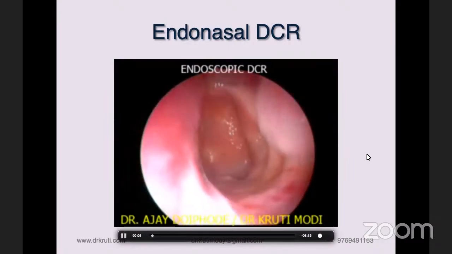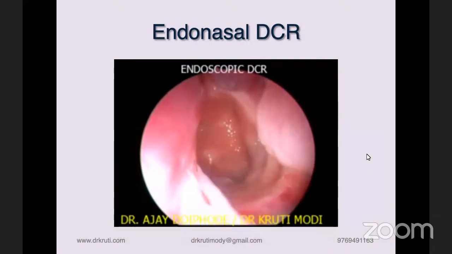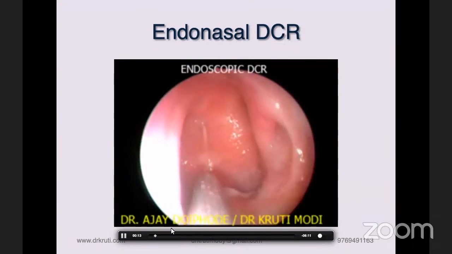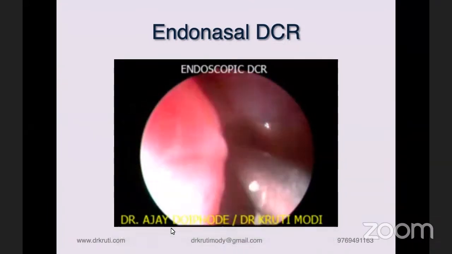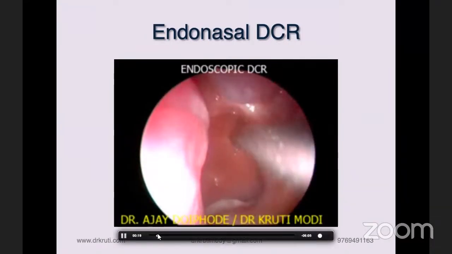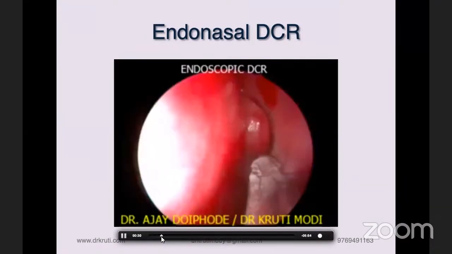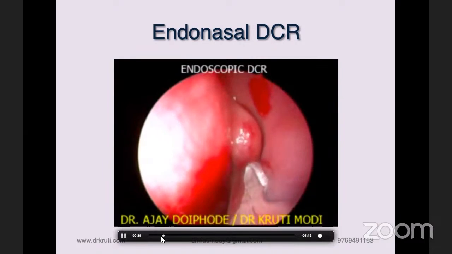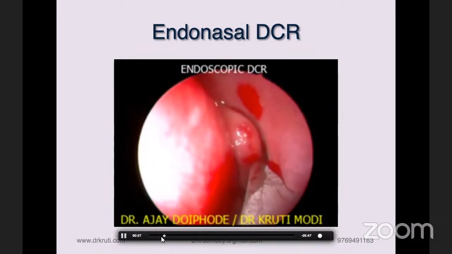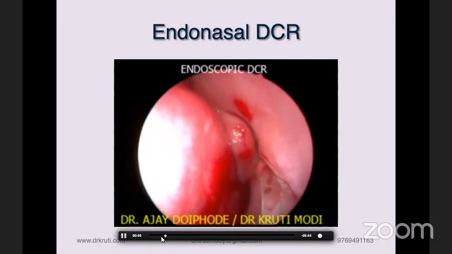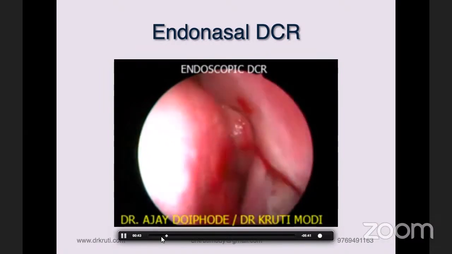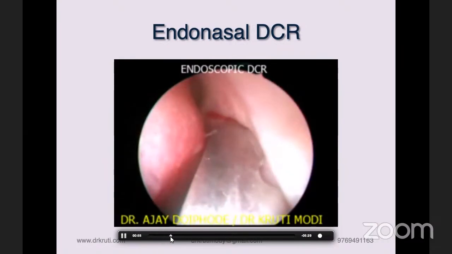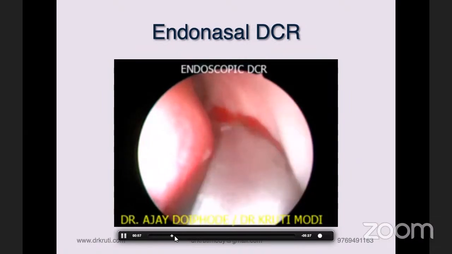This is a video of an endonasal DCR. I do not have a video of an external, I'm sorry. We'll just quickly go through a few important steps just to know what it is like. So, this is the incision that we are taking over the sac area. That is the nasal mucosal incision. I'll go a little ahead. We are just extending the incision.